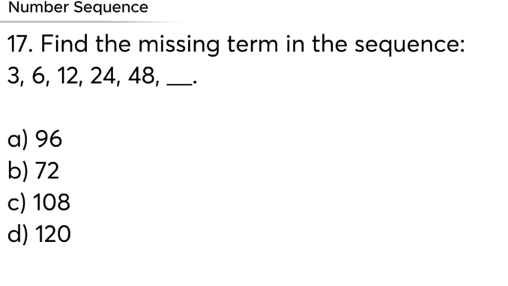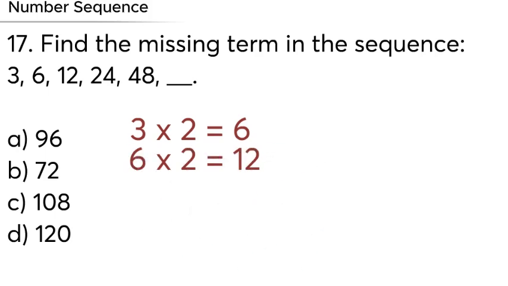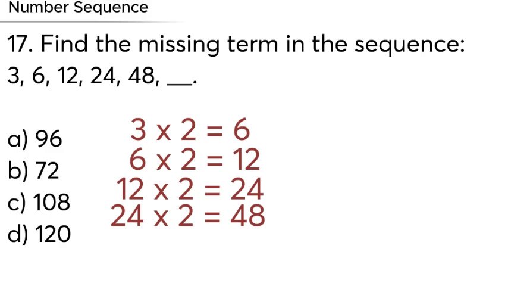It is apparent that the numbers in the sequence are all multiplied by 2. 3 times 2 is 6. 6 times 2 is 12. 12 times 2 is 24. 24 times 2 is 48. 48 times 2 is 96.